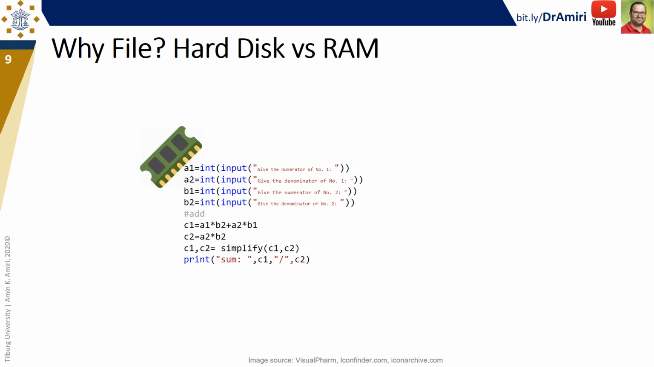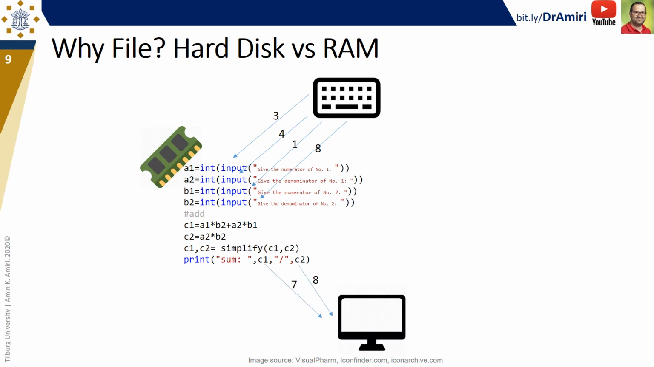But why do we need files? In the previous class, we learned about a program that calculates the sum of two fractions. You see that program here. We just learned that the program is executed if it's moved to the RAM. So assume that this program is in the RAM now. We use keyboards to provide input to these programs, and the output is shown on the screen.